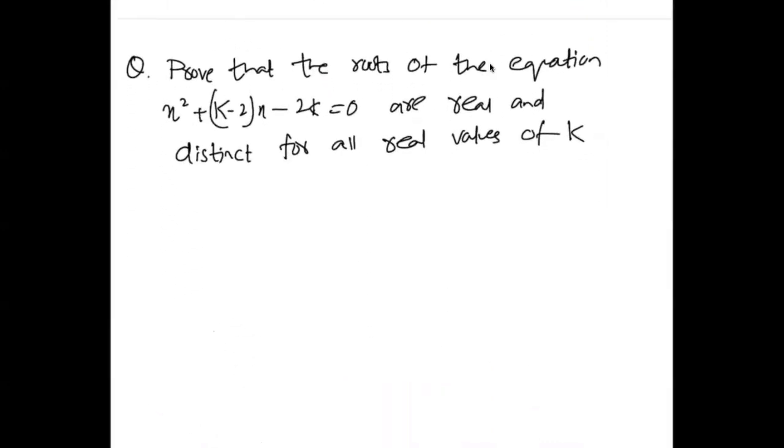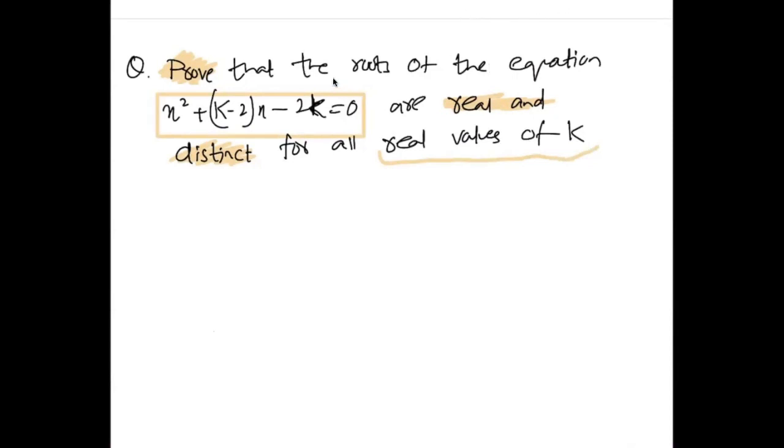Prove that the roots of the equation x squared plus (k minus 2) times x minus 2k equals 0 are real and distinct for all real values of k. First of all, please understand that you have to prove that the roots of this equation are real and distinct for all values of k, meaning whatever value of k you plug in.